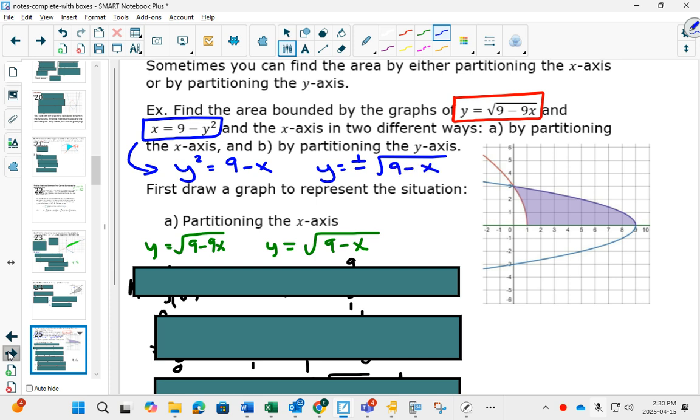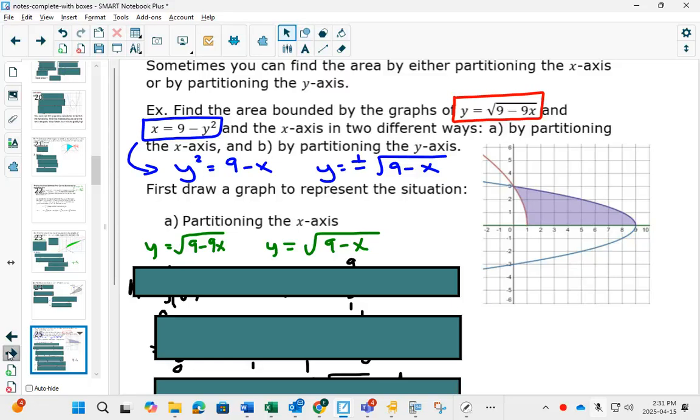And that square root has a plus or a minus. The plus is the square root that's above. And the minus would be that half of the parabola where the square root is below. Did you know a sideways parabola is just two square root graphs put together? So then in partitioning the x-axis, these are our two functions. The one which we were given, 9 minus 9x, and the other one, 9 minus x.